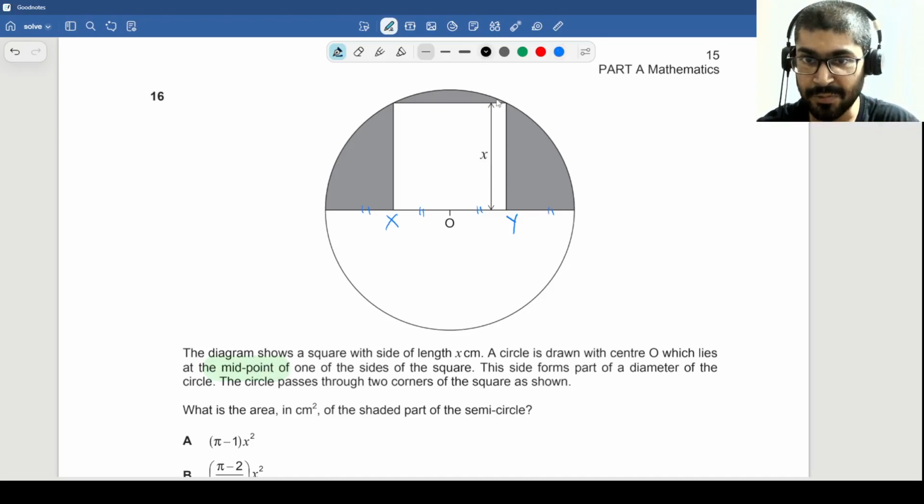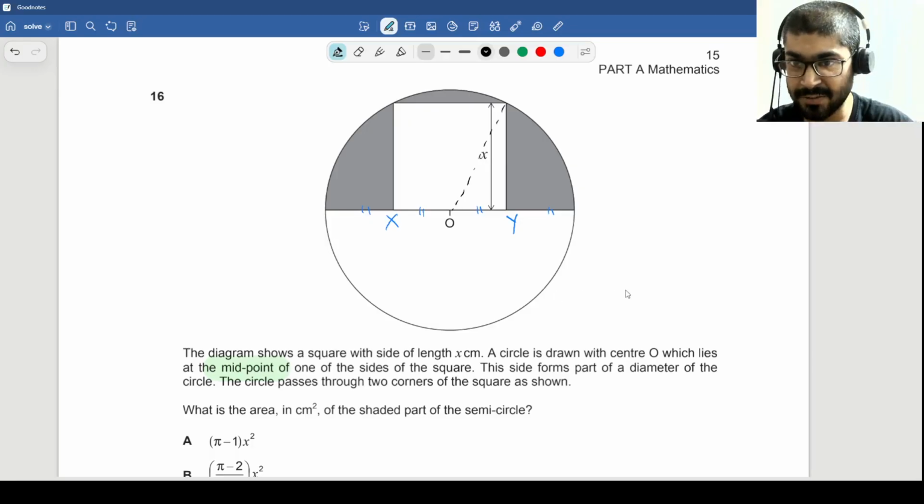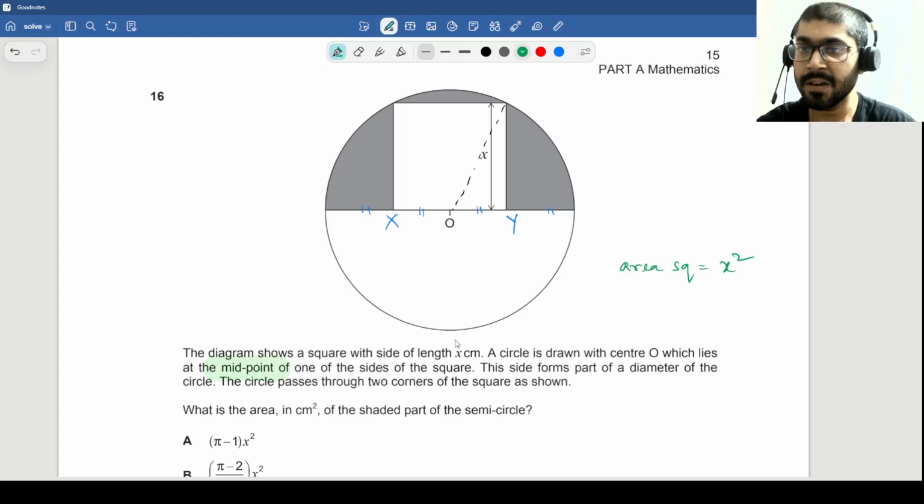So if we need to find the shaded part, we first basically need the radius, because we know the side of the square, that is x. So the area of the square is x square, that part is known. So area square, that is x square. Alright, we need the area of the semicircle, so we subtract those, we will get our answer.